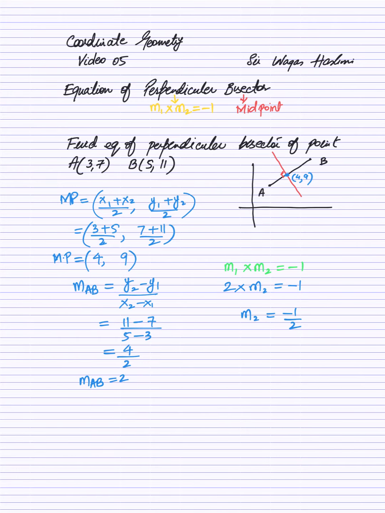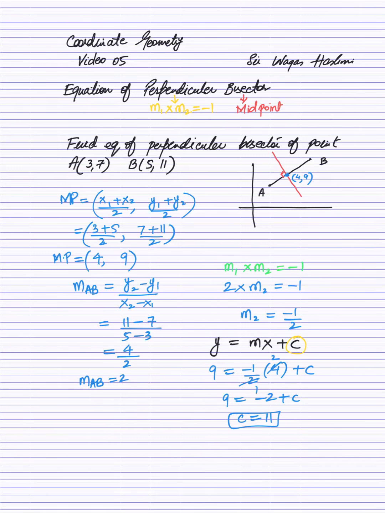Now the working formula to find the equation of a line is y equals mx plus c. Here c is unknown first, right? C is unknown. For x and y, we have the midpoint, so y is 9 equals the gradient, which is minus 1 upon 2, x is 4 and c is unknown. 2 1s are 2, 2 2s are 4. So 9 equals minus 2 plus c, or you can say that c equals 9 plus 2, it's 11.